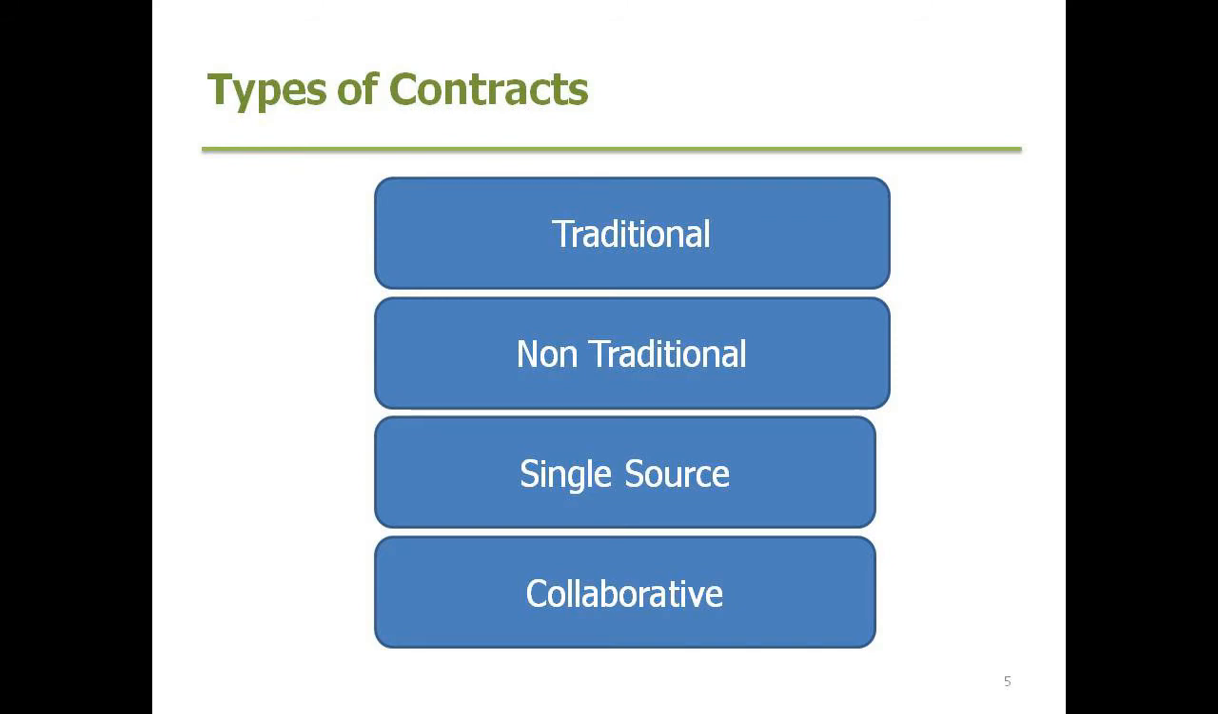Let's now discuss the 4 basic types of contracts. There's traditional, which comprises an architect or project team, and the client deals directly with the builder. Non-traditional, which includes construction management, project management, and design and construction.